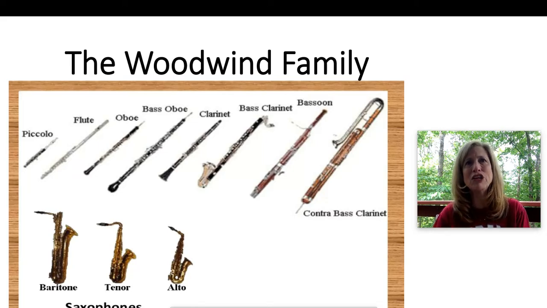And if we take a look at the saxophones, they also have a single reed, but they look different from all these other instruments because they're made of brass. And even though they're made of brass, they are still in the woodwind family because they use a reed.